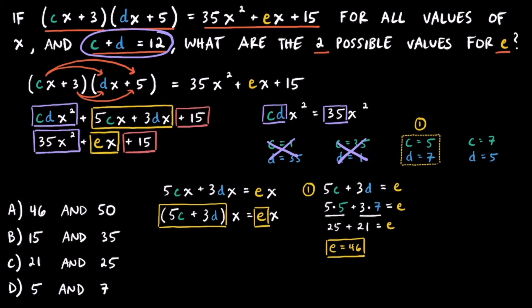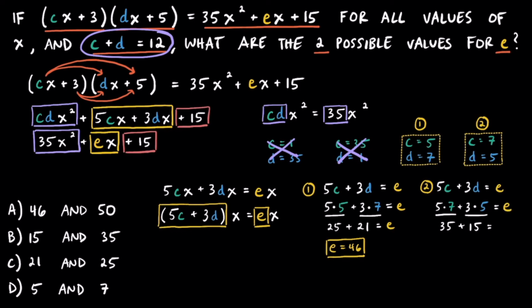To find our second possible value for e, let's try when c is equal to 7 and d is equal to 5. Using this equation once more, let's substitute in 7 in for c and 5 in for d. 5 and 7 make 35, and 3 and 5 make 15, so in this case, e is equal to 50. And based on that, we know that our answer choice here is going to be A. E could be 46 and 50.